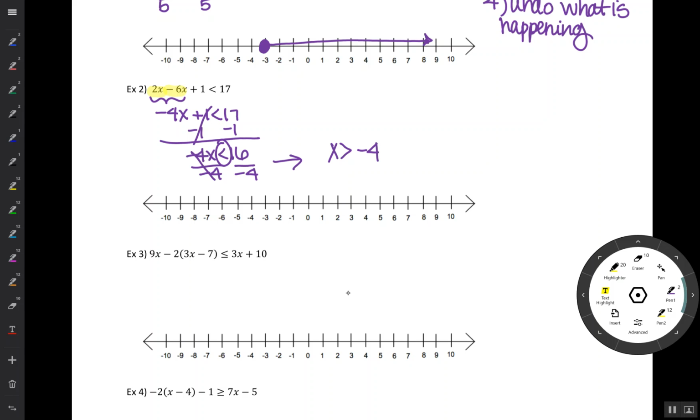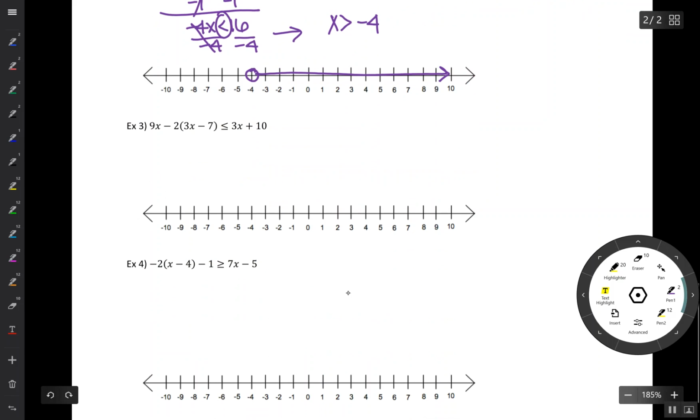Okay, so I'm going to make a nice big open dot at -4. It's open because it's not equal to, and it's greater than, so I'm going to go to the right. Okay, and we're done with that one.